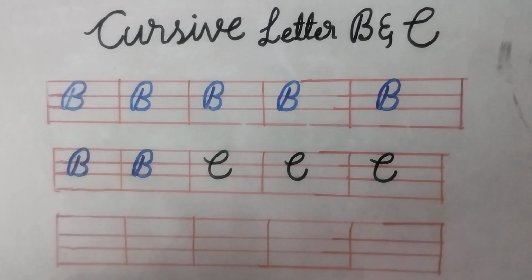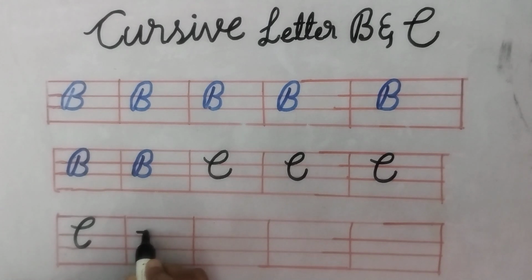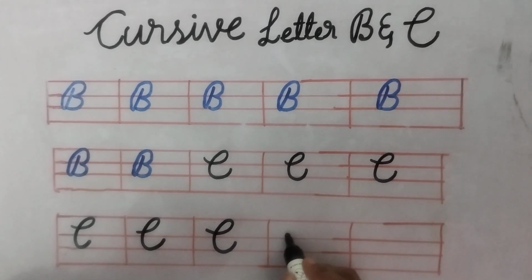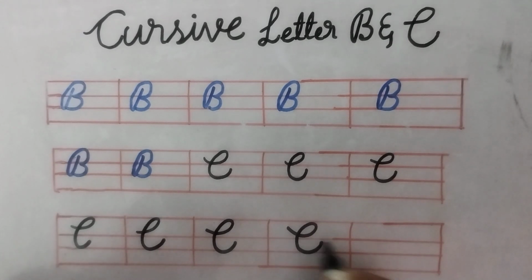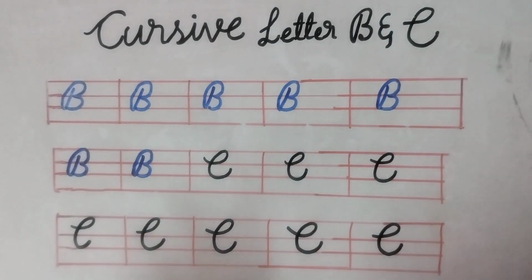So C for cat. Okay, C for cat. C for cow. C for cow. C for camel. C for camel. So like this we have to practice the cursive letter B and C.